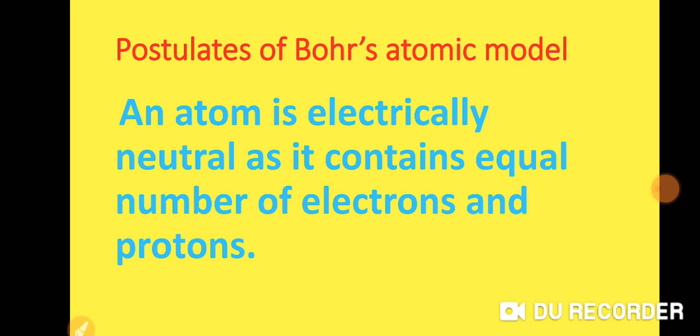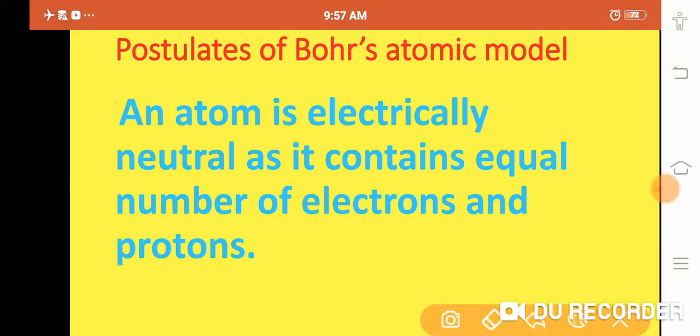Next postulate: an atom is electrically neutral as it contains an equal number of electrons and protons. The atom has a nucleus in which protons are present. Electrons have a negative charge, protons have a positive charge, and our atom is electrically neutral. What is the reason behind it? Because the number of electrons is equal to the number of protons.